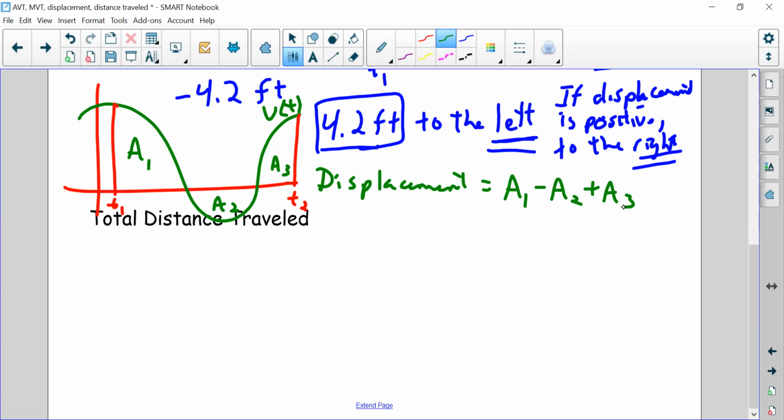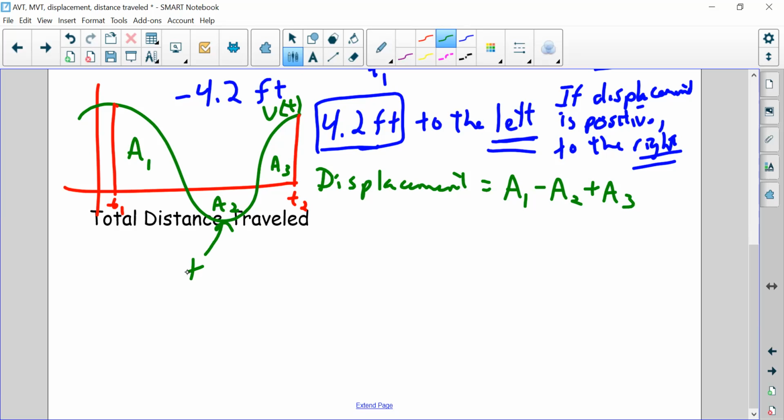Now, total distance traveled. I started over here, I went here, but I'm still traveling distance, although I'm going back to here. So I kept traveling a lot of distance. When I do the total distance traveled, I want to add up all these distances. I don't want to add and subtract. I don't want to count this as negative. I want to make this negative positive. How do we make negative positive?